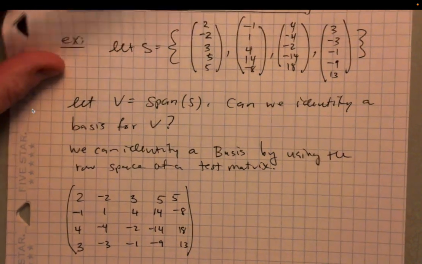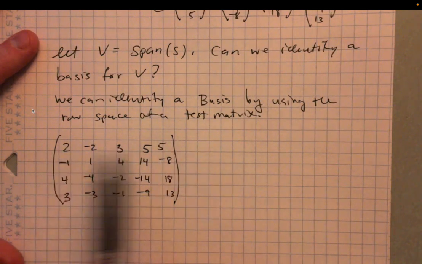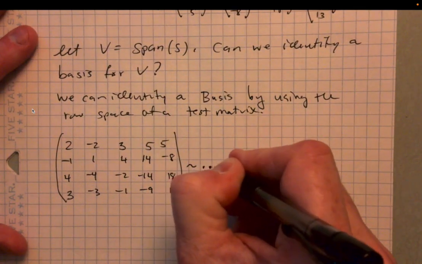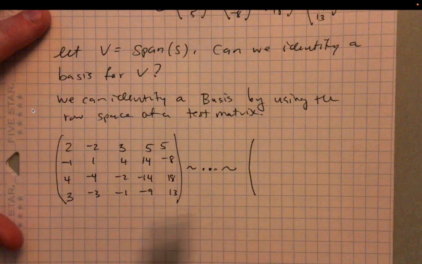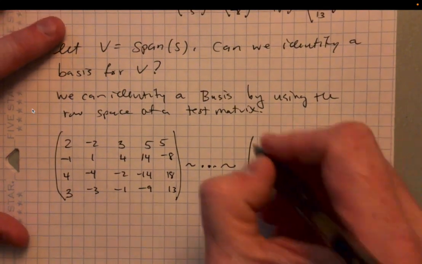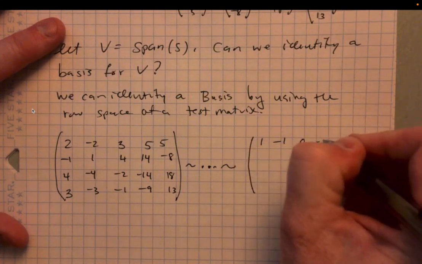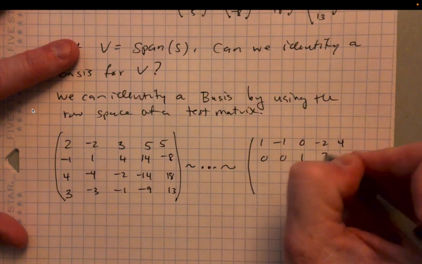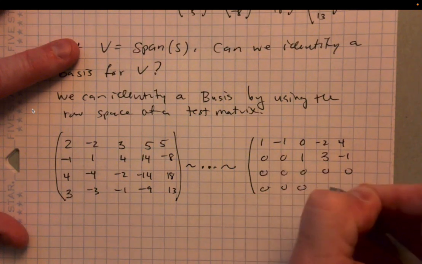When we talk about the span of the rows of a matrix, we're talking about the row space. And we know that when we row reduce a matrix, the row space stays the same. So let's do that to this matrix. Pause the video and see if you can put this into reduced row echelon form. Once you do that, you should see 1, -1, 0, -2, 4, and then 0, 0, 1, 3, -1, and then rows of all zeros.